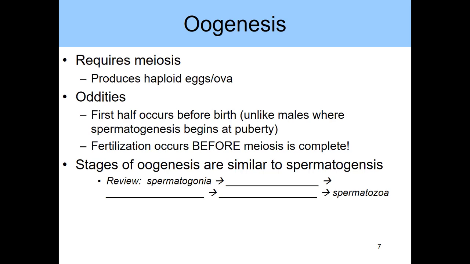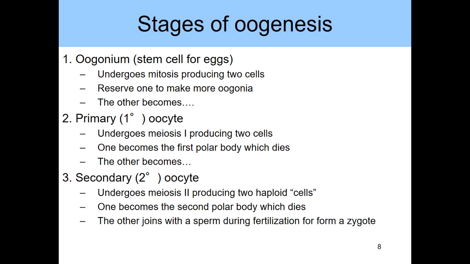Like spermatogenesis, oogenesis will go through stages where we start off with a stem cell, and then we get a primary cell, and then we get a secondary cell, and that's kind of where it stops for oogenesis. So let's look at those specific stages then. The first stage of oogenesis involves the oogonium, which is the stem cell for eggs. The oogonium undergoes mitosis, producing 2 cells. We will reserve one of those cells to make more oogonia, but the other cell will become our primary oocyte. This was exactly the same in spermatogenesis, except we had spermatogonia and primary spermatocytes.